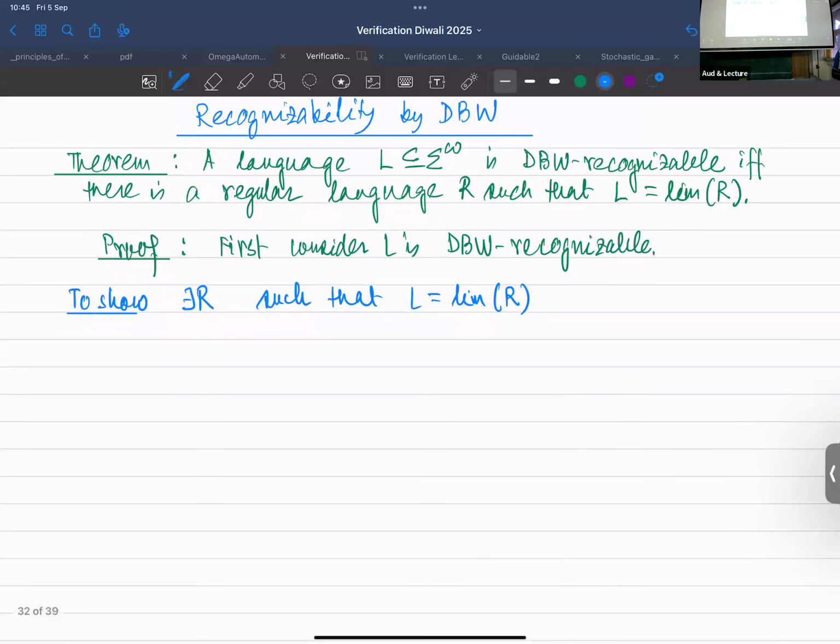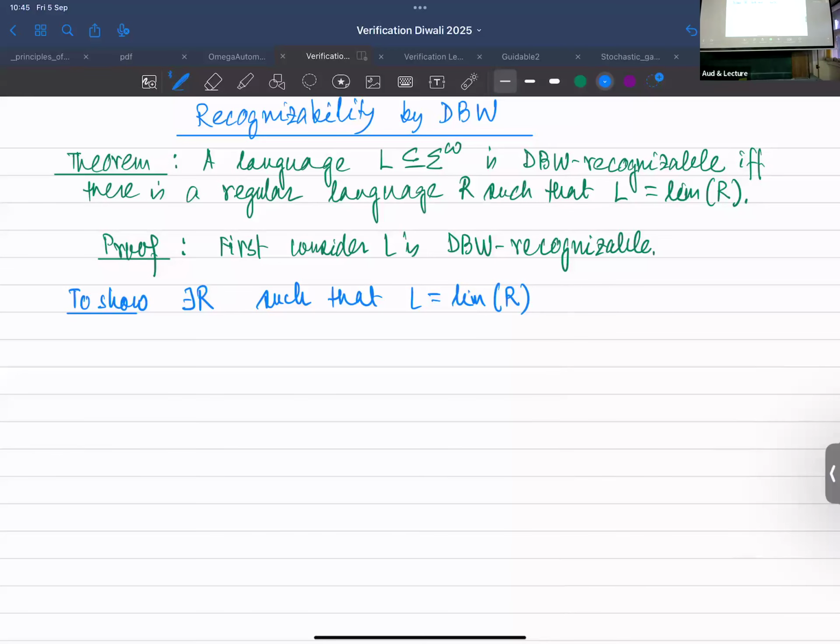How do I prove this? So L is DBW recognizable, so consider it's a DBW. Yeah, that will be the argument. No, it is not complete. You were saying it correctly, but it's not complete yet. It will be like a DFA, so all the prefixes will kind of be accepted by it.